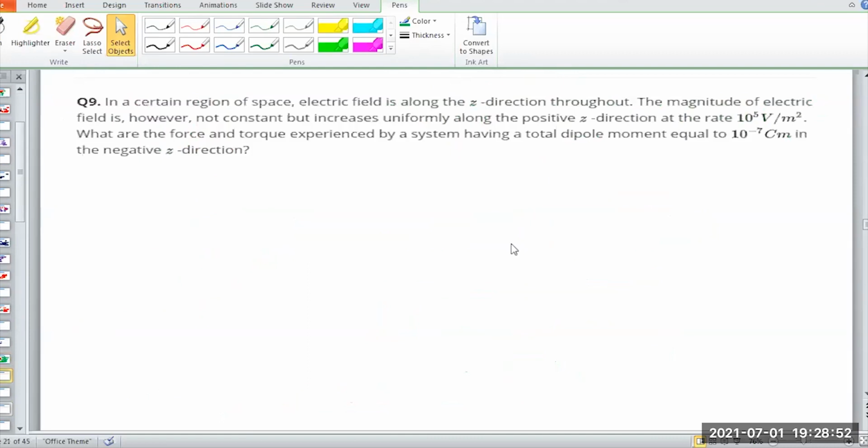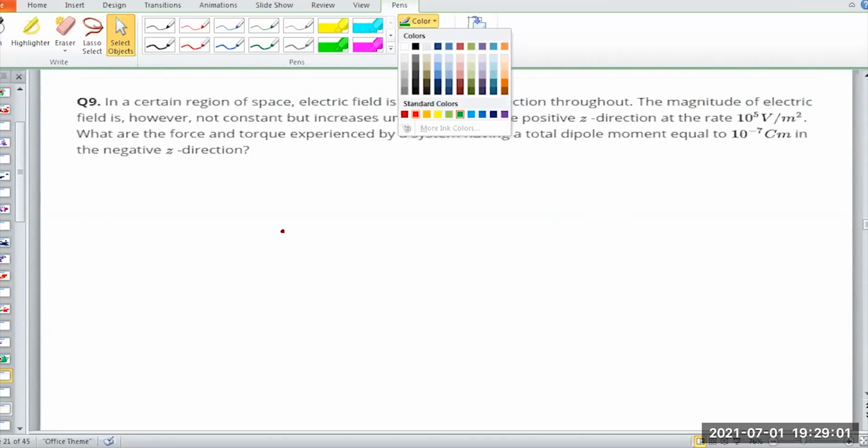In a certain region, the electric field is along the z direction throughout. So we are given that the electric field is along the z direction.